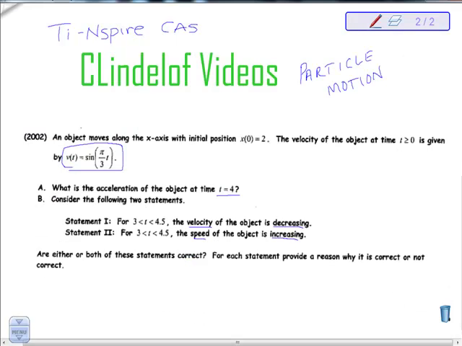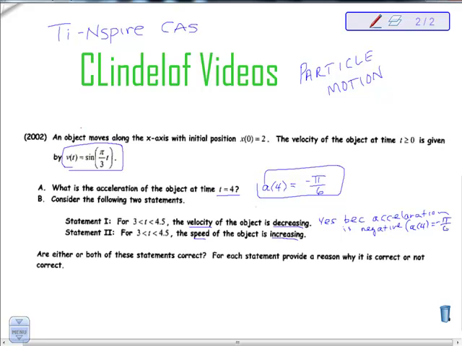So we're going back to our question. A of 4 equals negative pi sixth. What's really interesting here is that this test value works. It says, is the velocity of the object decreasing? Yes, because acceleration is negative. A of 4 equals negative pi sixths, right? So that answers this. We know that velocity is decreasing when acceleration is negative.